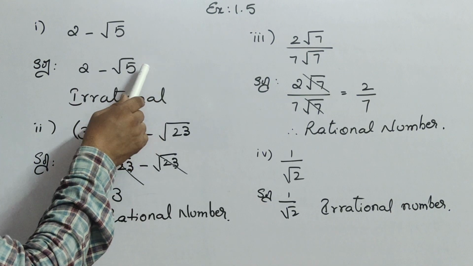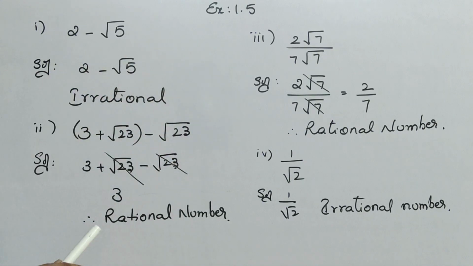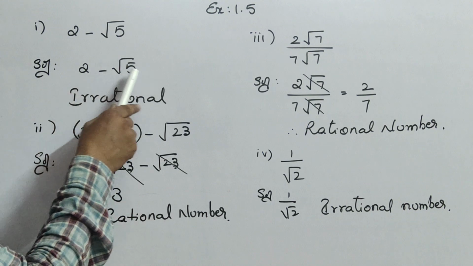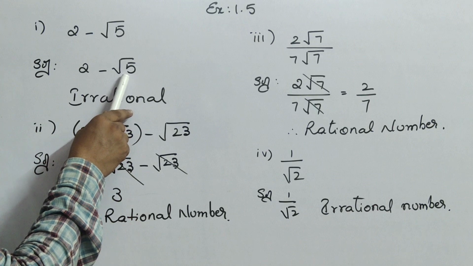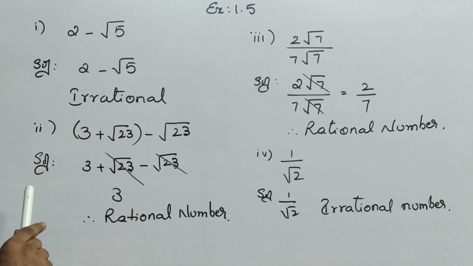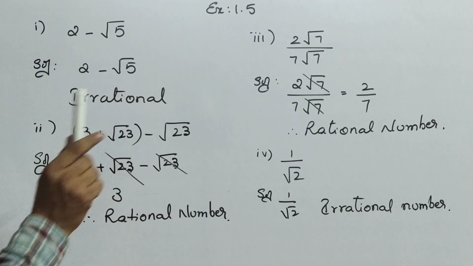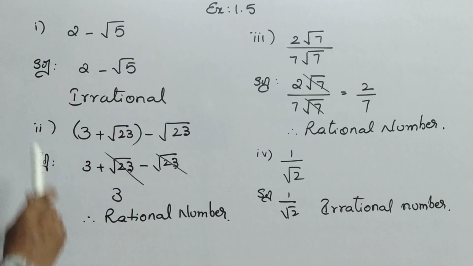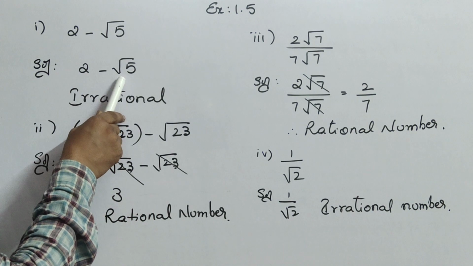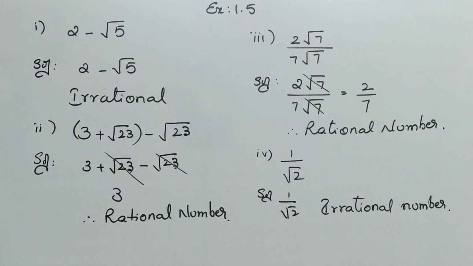2 is a rational number. Root 5 is an irrational number. That means rational number minus irrational number; the difference between a rational number and an irrational number is always irrational. Like that you have to write. Otherwise, if you write directly also no problem. Just for understanding purpose I am telling you. 2 is a rational number, root 5 is an irrational number. That means the difference of a rational number and an irrational number is always an irrational number. Otherwise, we can write like that also.